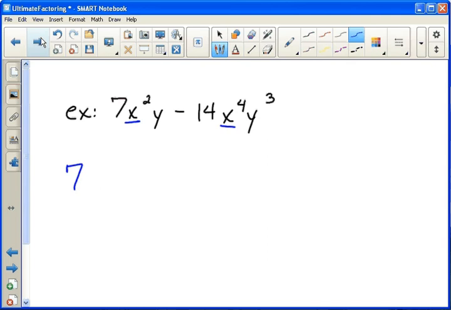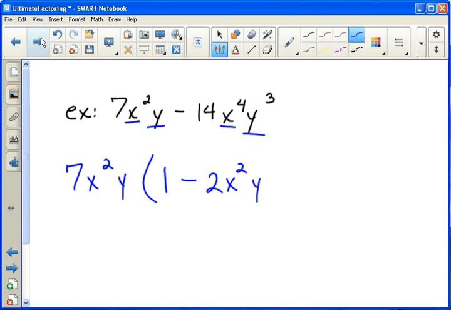So I have a y to the first in the first term and y cubed in the second term. Again, I'm allowed to factor out the smaller of the two, so I can factor out the y to the first. And then if you notice, I've factored out everything that the first term had, so that leaves me with just a 1. In the second term, I pulled a 7 out of the 14, leaving a 2. I pulled x squared out of x to the fourth, leaving x squared. And I pulled y out of y cubed, leaving y squared. And that would be my final answer.